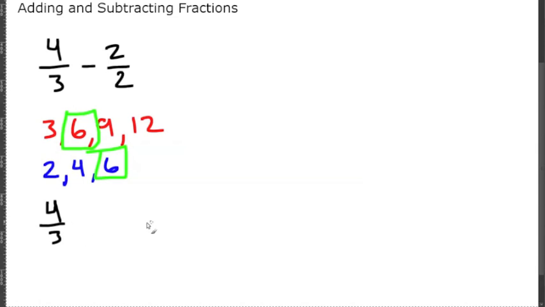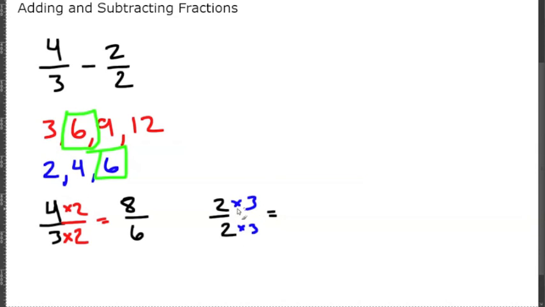To get from 3 to 6, we multiplied by 2. So we're multiplying the bottom by 2 and the top by 2. So this is going to give us 8 over 6. Now to get from 2 to 6, we multiplied by 3. So 2 times 3 will be 6, and 2 times 3 is 6 again.